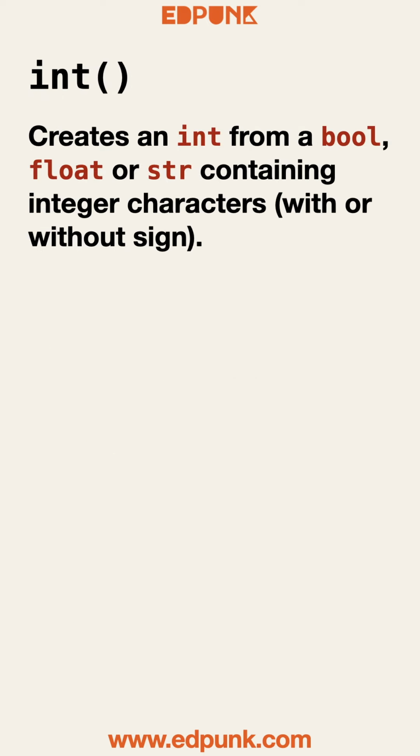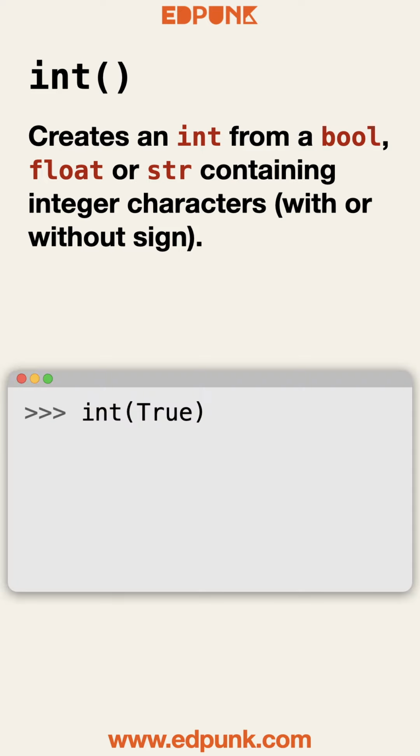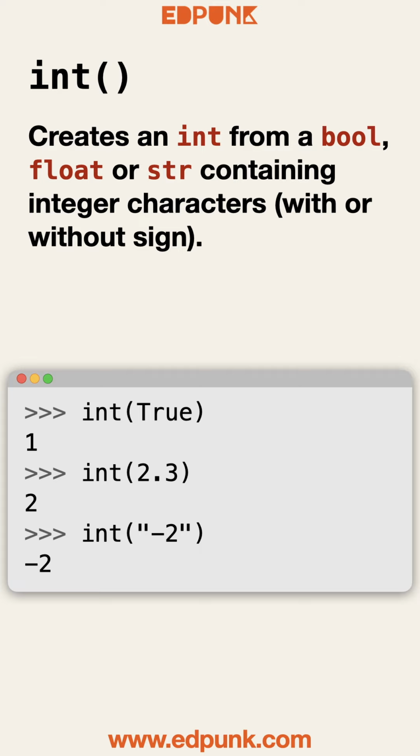The int function can be used to convert any boolean, floating point number, or a string containing integer characters with or without sign into an integer. For example, the boolean true is a subtype of int and it gets converted into the integer value 1. A floating point number 2.3 is converted into the integer 2, which is the integer part of the number. A string containing digits is also converted into the corresponding integer.